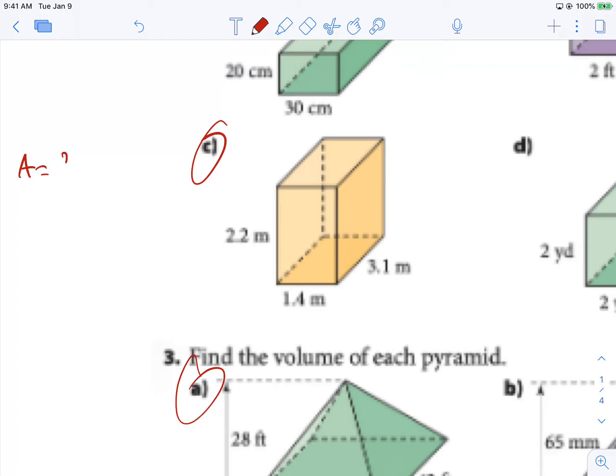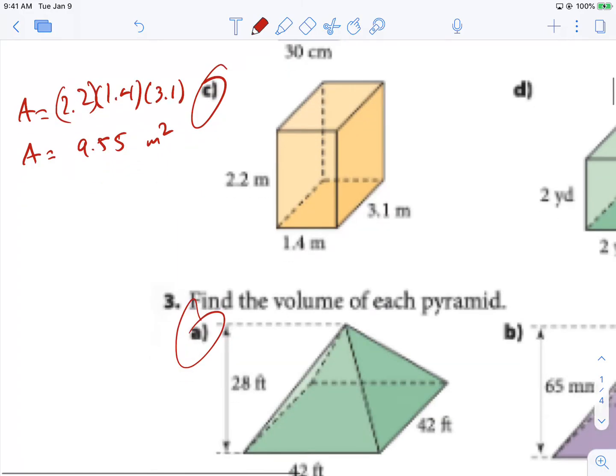For C, base, height, or length, width, height. So we have 2.2 times 1.4 times 3.1. And the best part about this is these things can be in any order. Since you're multiplying it, it really doesn't matter which one you put first or second or third. It's going to give you the exact same answer. So this one's 9.95 meters squared, not centimeters.